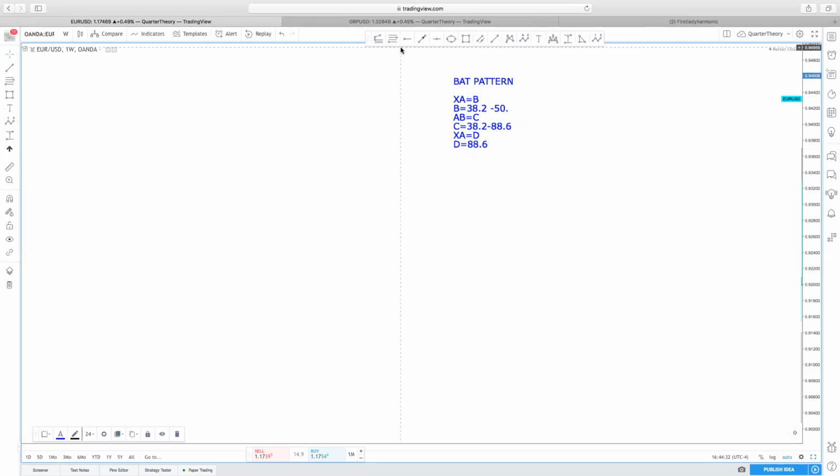So what that looks like is we're going to do a bearish bat. It's called a bearish bat because once it completes, it starts to fall. A bullish bat is when, once it completes the D leg, it starts to rise. That's why they're called a bullish or a bearish bat. So let's do a bearish bat. We're going to have a move down and a move up, and then a move down, and then a move up.